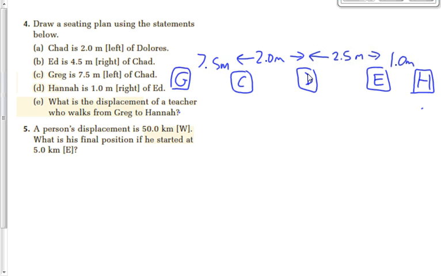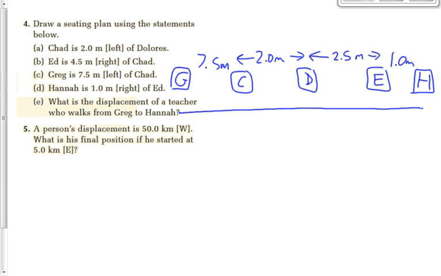Go ahead. It would be 13 meters. Add them all up, right? What would be the distance that the teacher walked from Greg to Hannah? Sorry, you're wrong. The distance is 13 meters. The displacement would be 13 meters to the right. And I think it said right, left. Yeah. So we wouldn't say east there because we don't know that right is necessarily east. We just know it's to the right there. Okay?